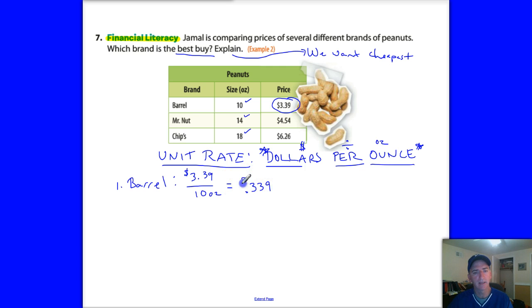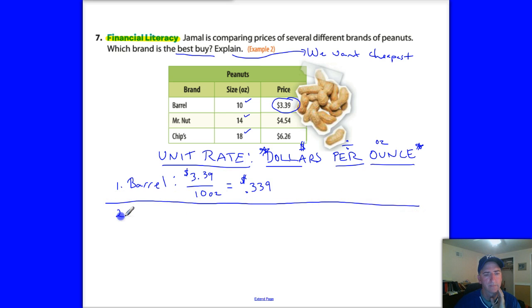0.339. Even though with cents we would normally round that off to 34, let's not do that yet, because when we compare, the numbers are so small, we might need to go out to an extra place value. So let's call that the first one. That's the unit rate. It's that many dollars per ounce.